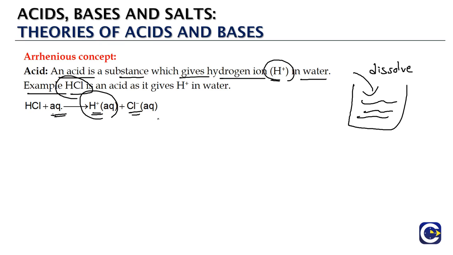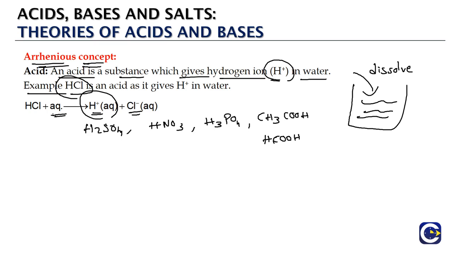Any substance that, when dissolved in water, gives us H+ ions, we call an acid as per the Arrhenius concept. Apart from HCl, we also have sulfuric acid, H2SO4, nitric acid, HNO3, phosphoric acid, H3PO4, acetic acid, CH3COOH, and formic acid, HCOOH. These are various substances which, when dissolved in water, give H+ ions, so we call them acids as per the Arrhenius concept.